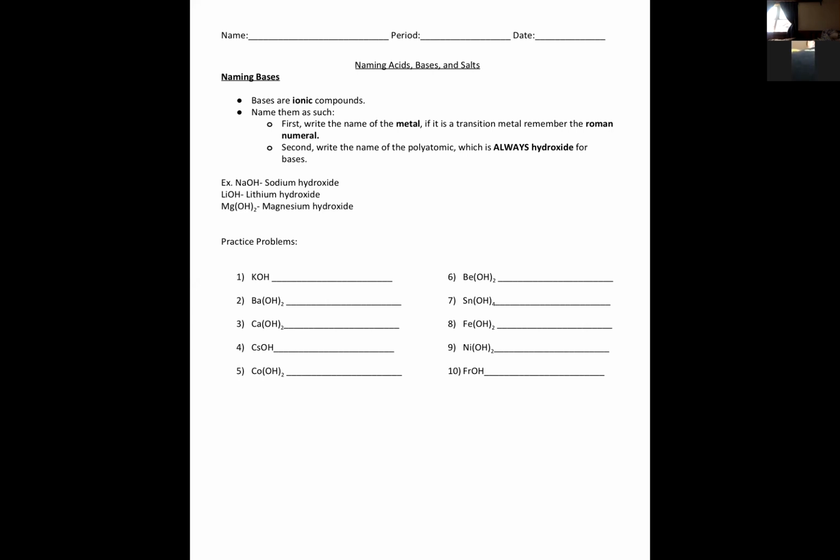First step is to know that bases are ionic compounds. Ionic compounds include things that are metals and nonmetals. So a metal and a nonmetal. When you look at a periodic table, remember that your nonmetals are over here on the right, sorry, really funky zigzag line, and then your metals are going to be over here on the left.